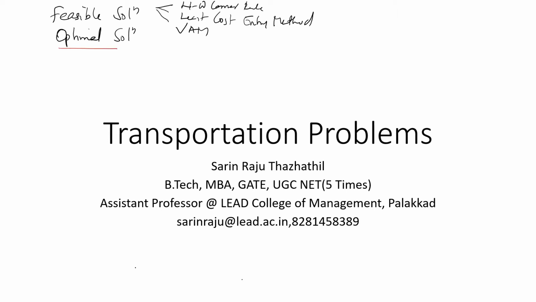I already told you the difference between feasible solution and optimal solution. Feasible solution means we just need to allocate items, we need to send items, but we are not worried about the cost. But in optimal solution, we need to send the item as well as reduce the cost. For finding optimal solution, we will be studying one method, which is known as modified distribution method. This is also known as MODI method.